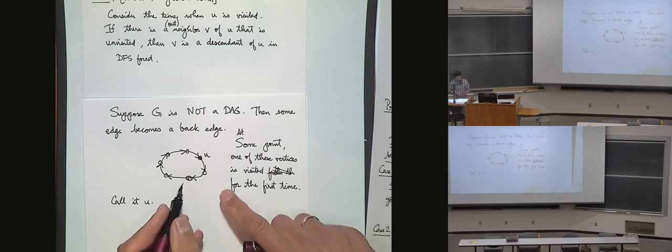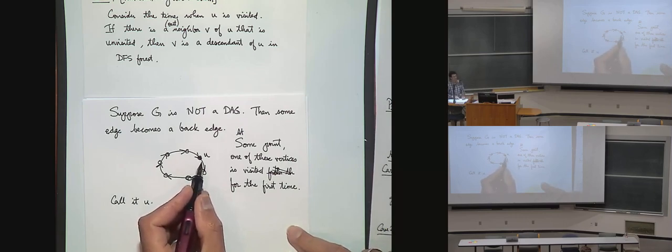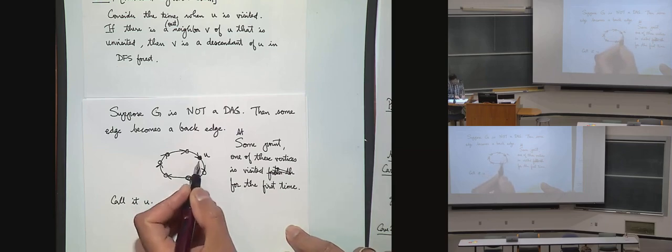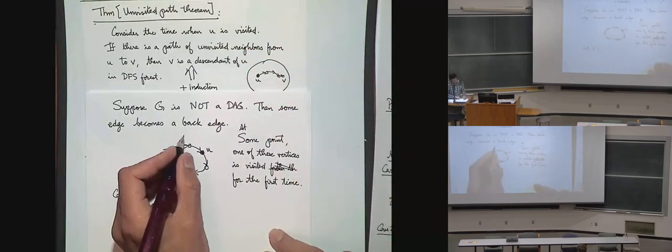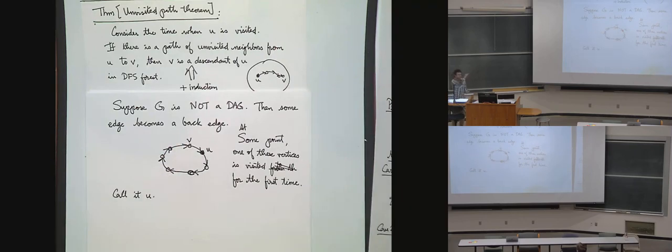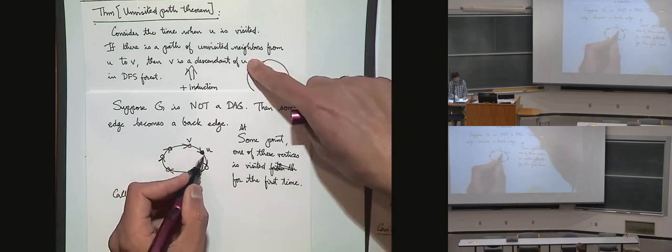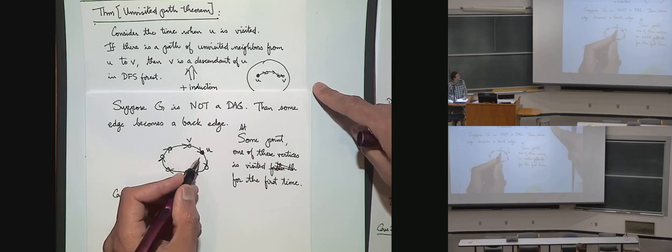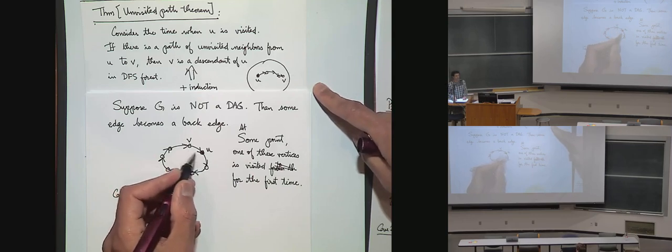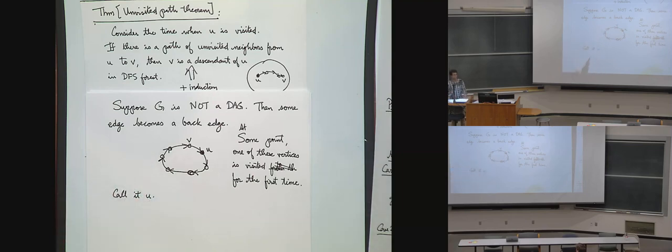Okay. So all I'm saying is, maybe I will write it. By the unvisited path theorem, because at this point U is visited, there is a path of unvisited vertices to V, who is the previous guy on the cycle. It's not the predecessor, it's the previous guy on the cycle. So V is going to be a descendant of U, which means that edge VU is a back edge. That's it. That's the proof.